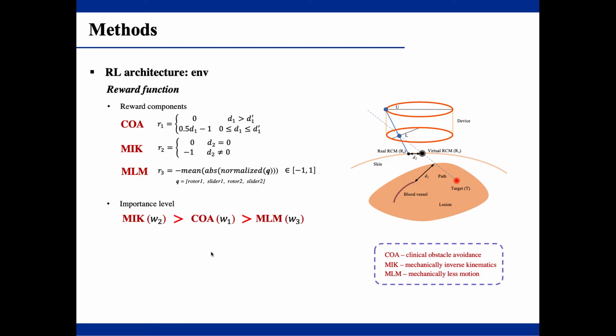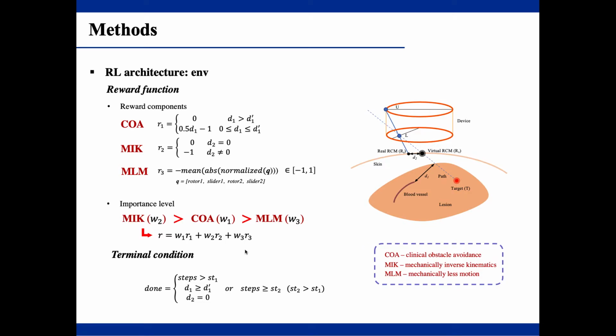Then, according to the importance level of the criteria, we have this relationship and define the corresponding weights. MIK is mandatory. We have to guarantee a robot can work normally in the operation. COA is second important, and MLM is just optional. Finally, we sum them up to build this equation. This is the complete reward function.